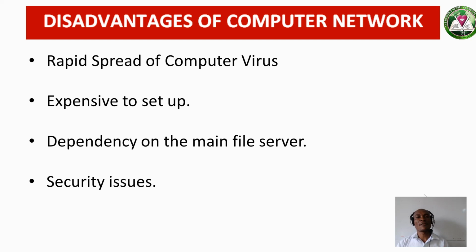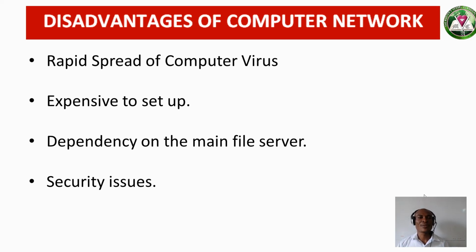The next is dependency on the file server. You know, the file server is the central computer that all other computer systems in that network are connected to. It provides services to the client computers in that network. And when every computer in a network is dependent on the file server, there may be a problem. Assuming the server goes down, assuming there is a problem with the server, that means the entire computer network will collapse. So this is a disadvantage.